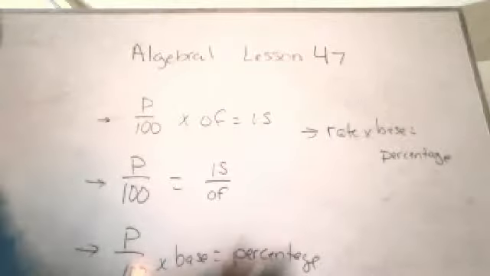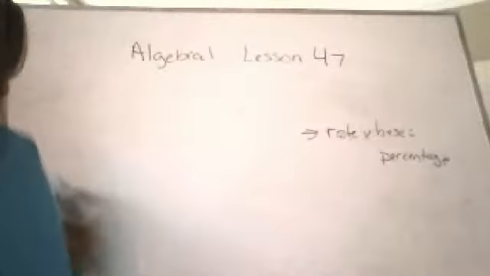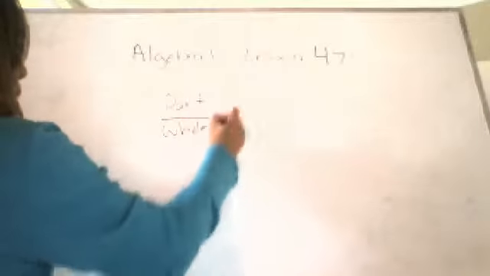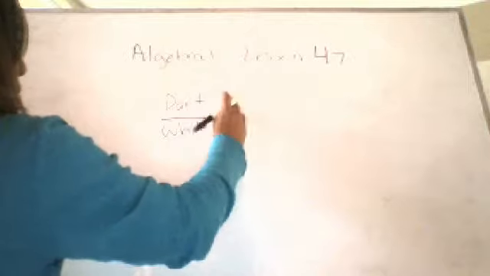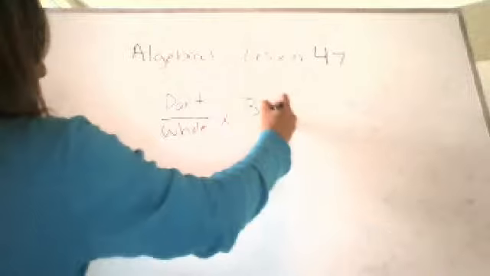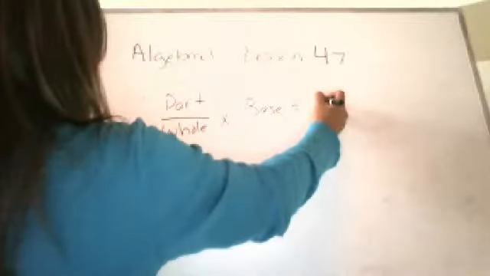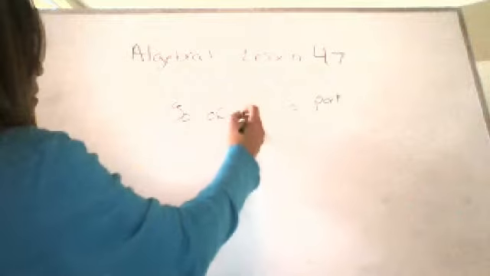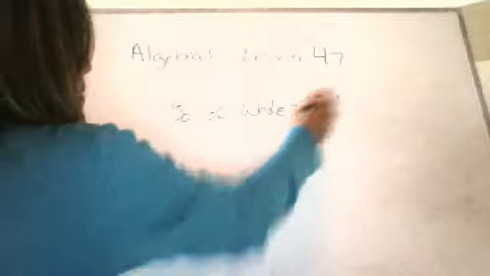Now, I am okay with these, but I prefer to say, which makes more sense, two ways. Part over whole times the base, okay, or the whole number equals the part. Actually, percentage of the whole is going to give you the part.